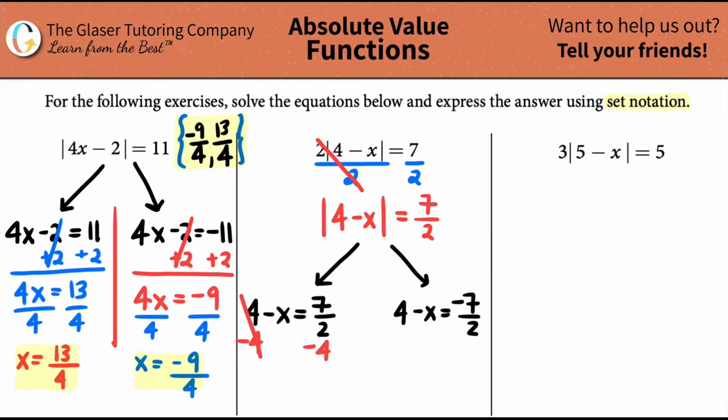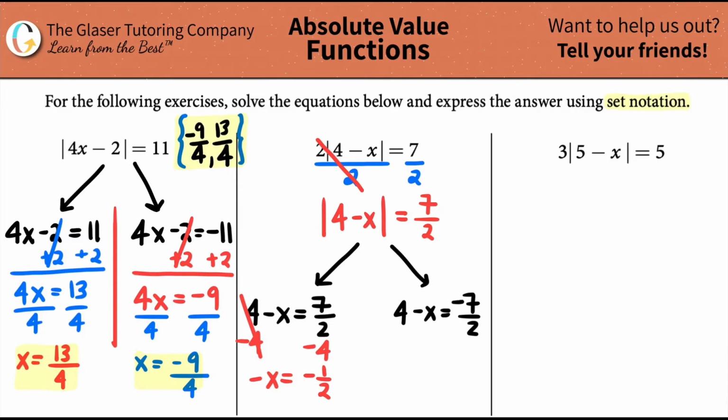This will cancel. You have negative x equals 7 over 2 minus 4. Now, if you want to use your calculator, go for it. I think this would be a negative 1/2. Let me just see. Yes, so this would be a negative 1 over 2.